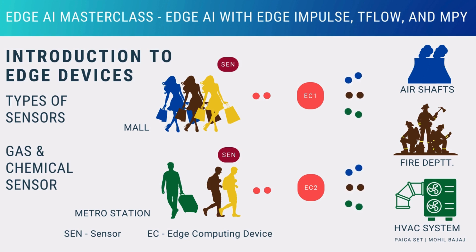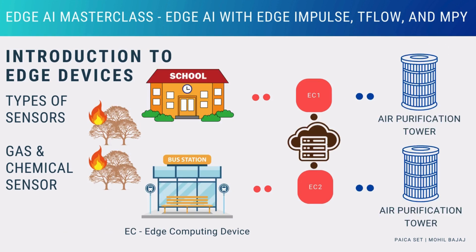Or the emergency response teams could be automatically notified and an evacuation of the space could be initiated, depending upon the severity of the situation. And finally, to protect city residents from the toxic air from forest and farm fires, air purification towers could automatically be turned on using signals received from gas and particle sensors.